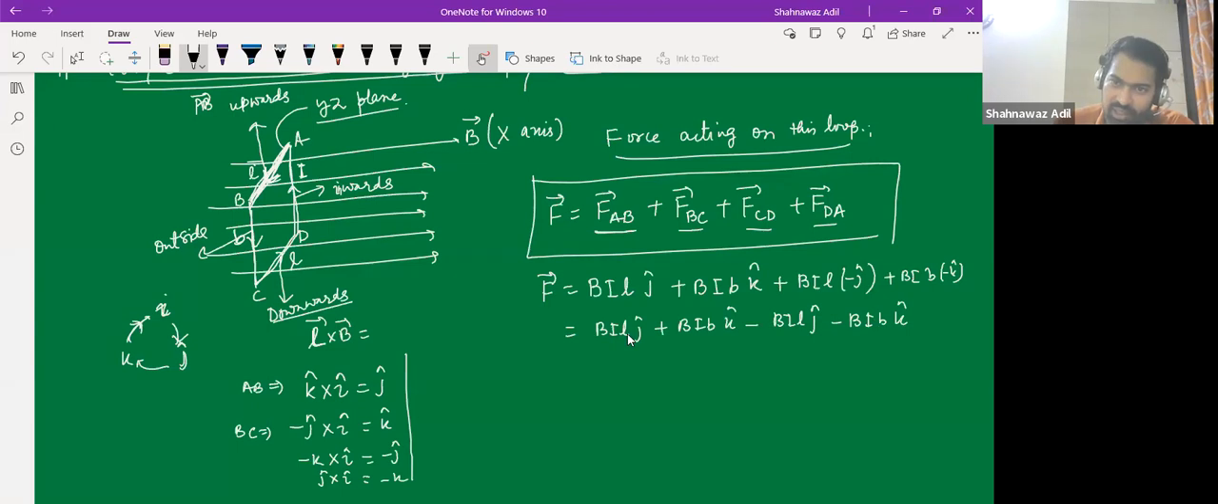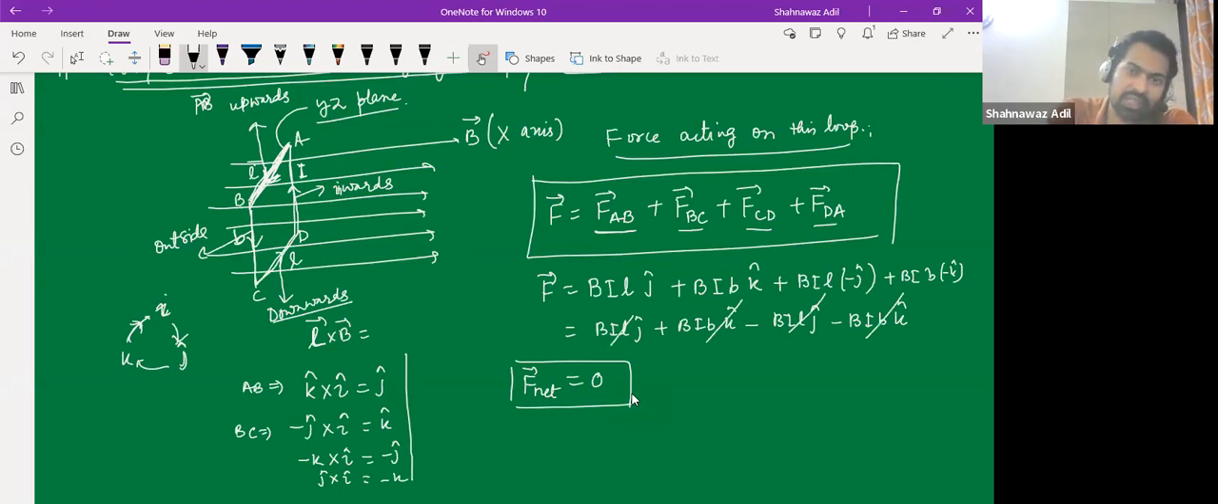So BIL J cancels, BIB K cancels. So this is 0. F net is 0, right? So F net is 0, but we are getting a curl effect. So we are getting a couple, right?